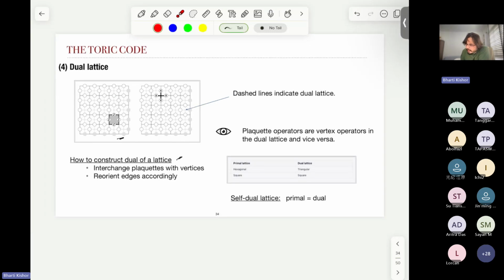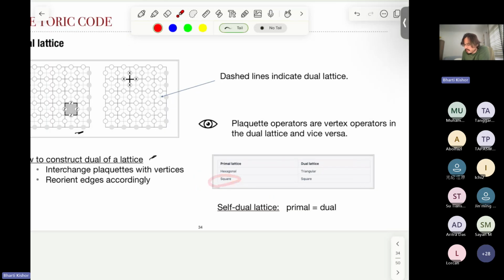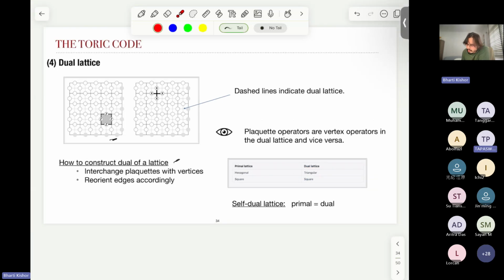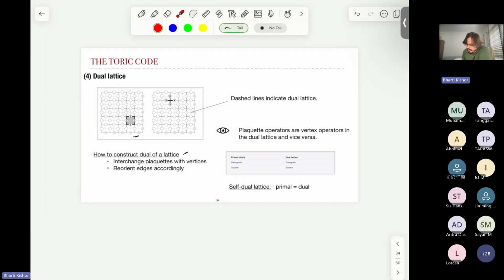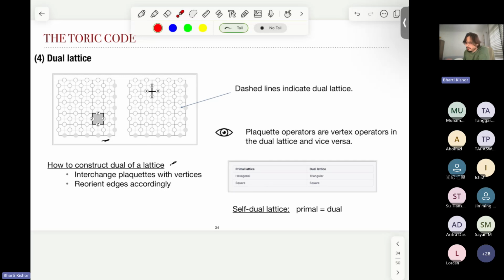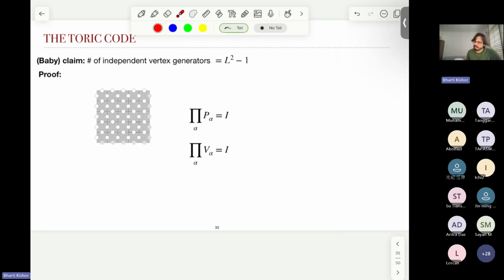But we are working with a lattice which is self-dual, a square lattice, and for a square lattice the dual lattice is also square. If, on the other hand, you had to work with some more complicated lattice like a hexagonal lattice, its dual lattice would be a triangular lattice. So plaquette operators become vertex operators in the dual lattice and vice versa. But in our case, things are very nice: we are working with the self-dual lattice.